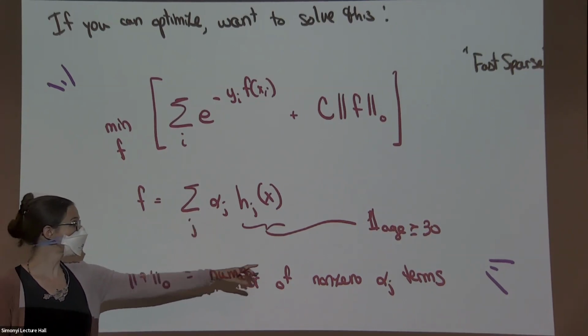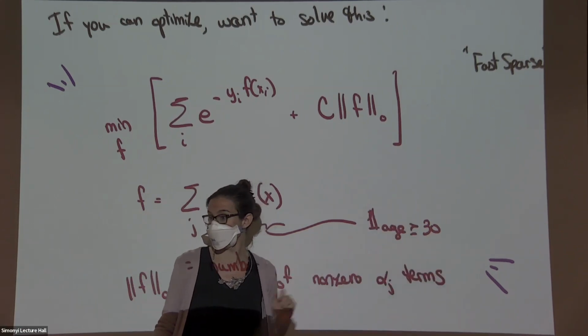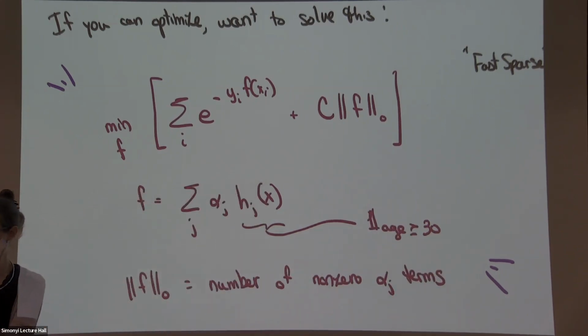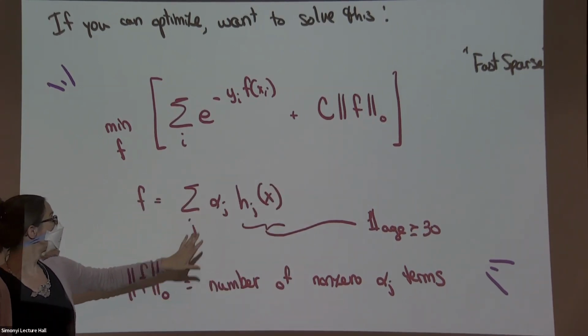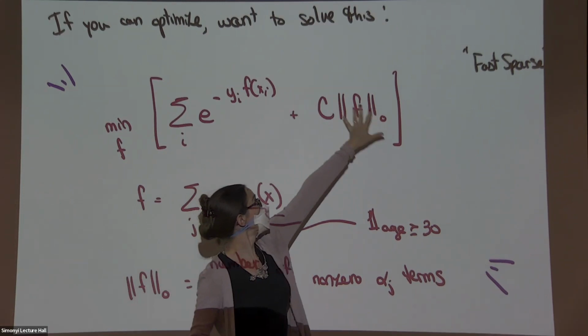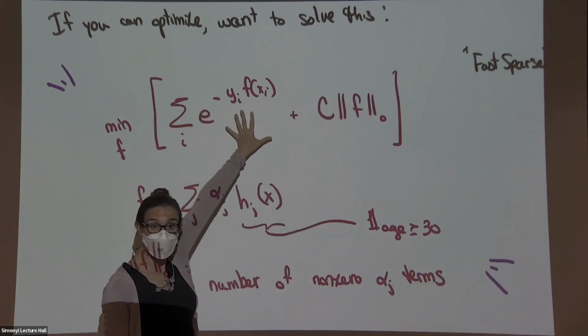And that determines which steps you're going to use in your model. And all the other steps just go away. Okay, everybody good? Okay, great. All right, so this L0 term is just the number of non-zero alphas. So anyway, I'm not working with this right now. I'm just working with this guy.